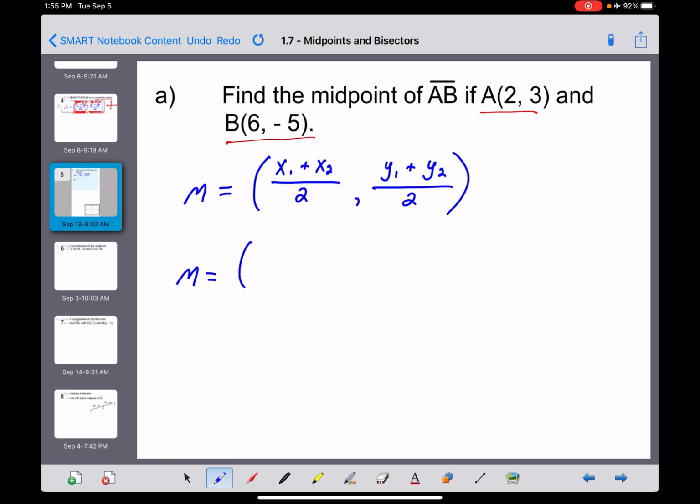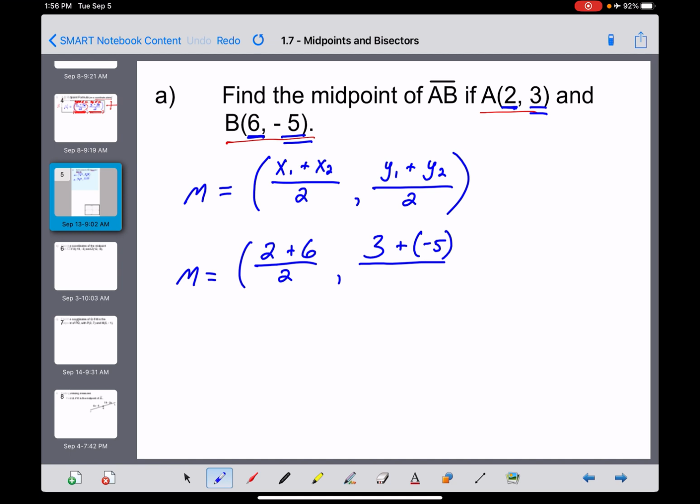Midpoint is, and here we begin, x1, your first x coordinate, is going to be 2, plus x2, your second x coordinate, that's going to be 6, all divided by 2. Comma in the middle, and now on the right here, y sub 1 means your first y coordinate, which is 3, plus y sub 2, your second y coordinate, which is negative 5.